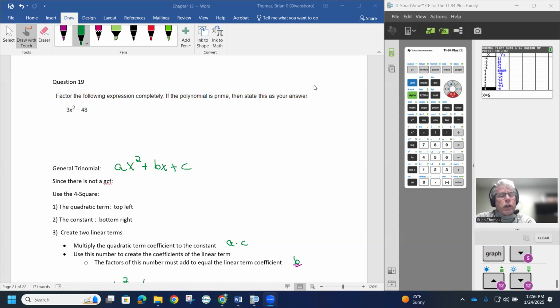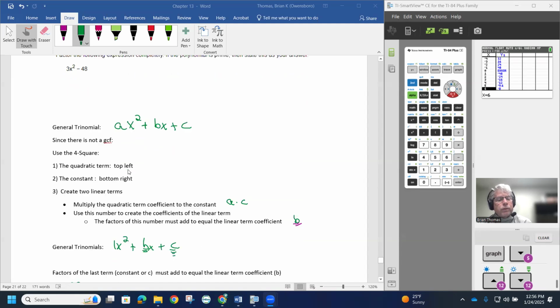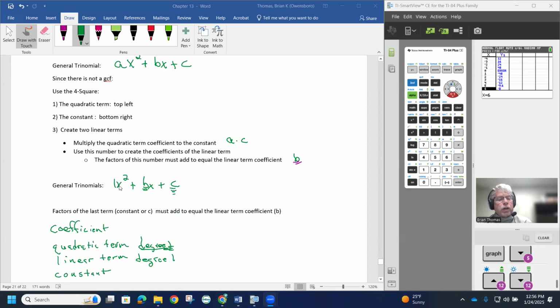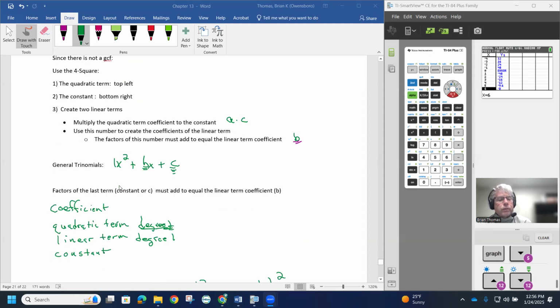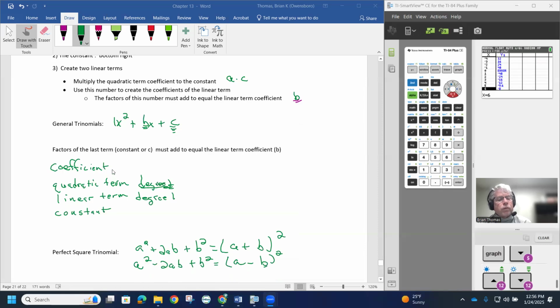So closing out, working with general trinomials, factor the following expression completely. If the polynomial is prime, then state your answer as that. So we've come a long way. We've worked with general trinomials who had a coefficient that wasn't one. We had a general trinomial whose coefficient was a one. We were learning these words: coefficient, what was the quadratic term, what was the linear term, constant.